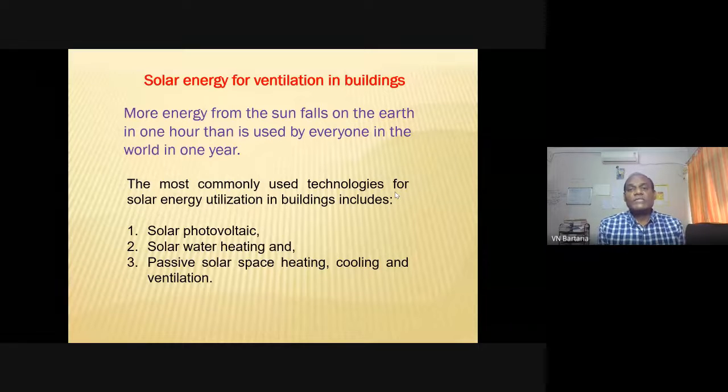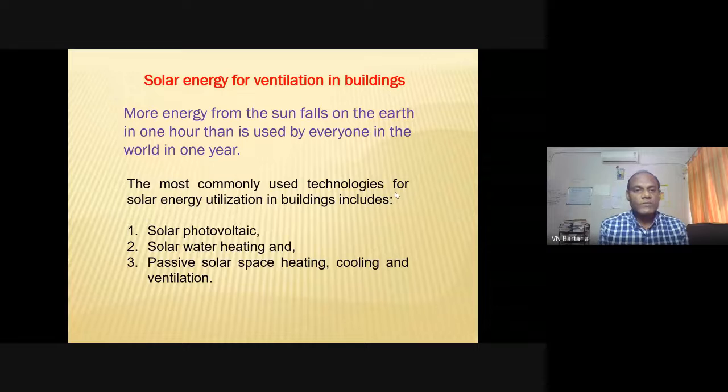The most commonly used technologies for solar energy utilization in buildings include solar photovoltaic. We can generate electricity with the help of solar light. So solar photovoltaic is one of the major applications of solar energy. Solar water heating also takes place in many places. At many requirements, we use solar energy to heat the water.